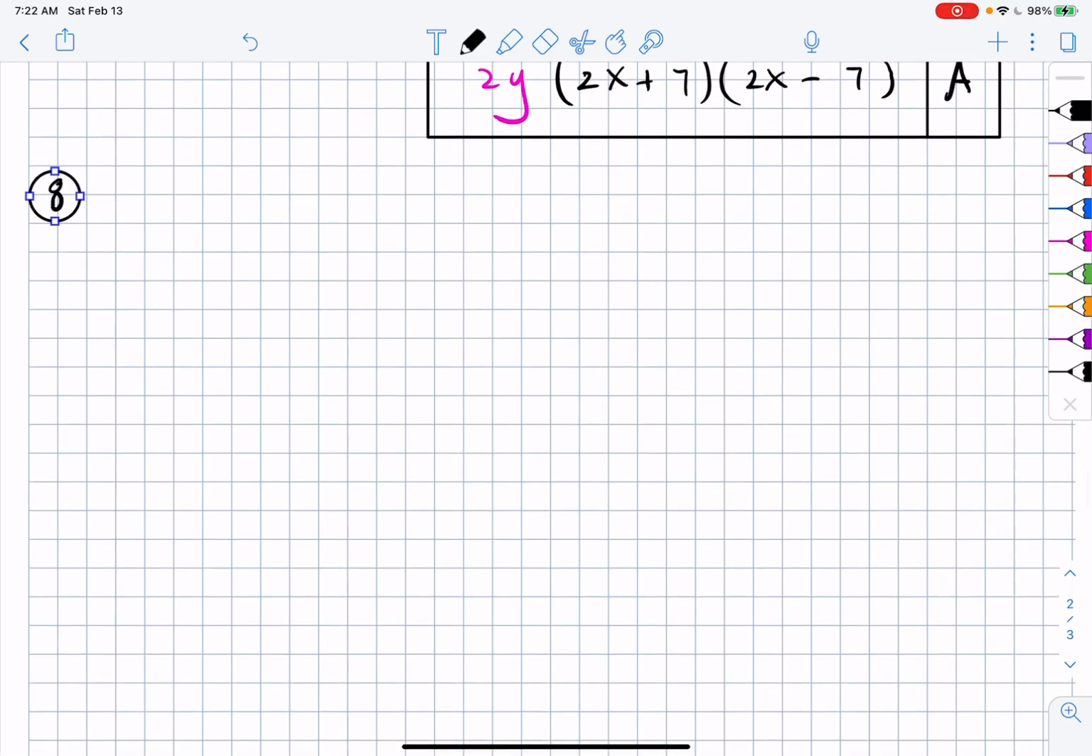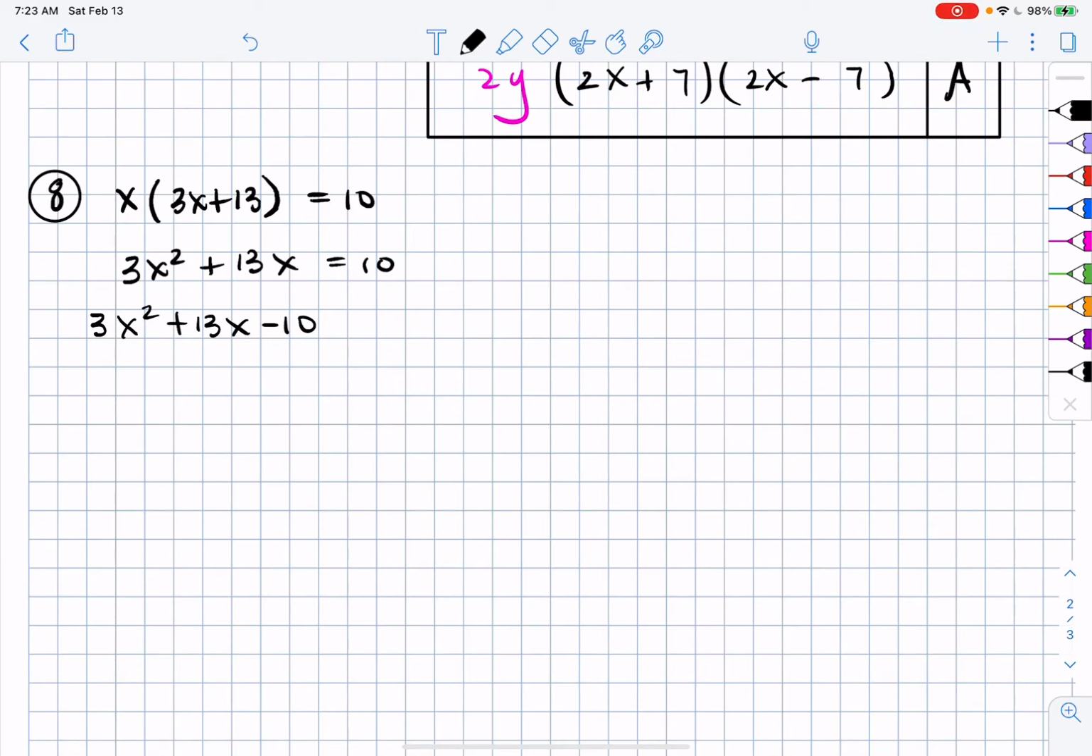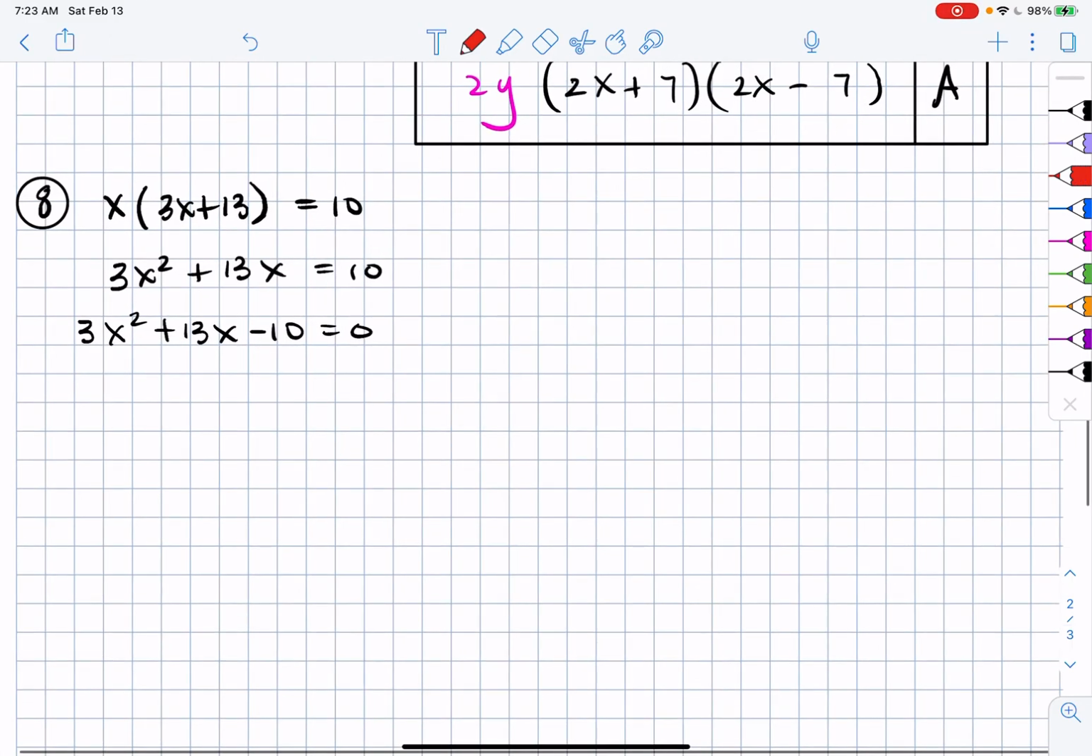All right. Number 8, we have x times 3x plus 13 is equal to 10. So because it's equal to 10, not equal to 0, I actually have to go ahead and distribute the left side and get everything to one side. So I'm going to have to distribute this. So I'm going to have 3x squared plus 13x is equal to 10. Then I'm going to get everything to one side. So I got 3x squared plus 13x minus 10 equals 0. Because again, what I have to do is get this into standard form, right?